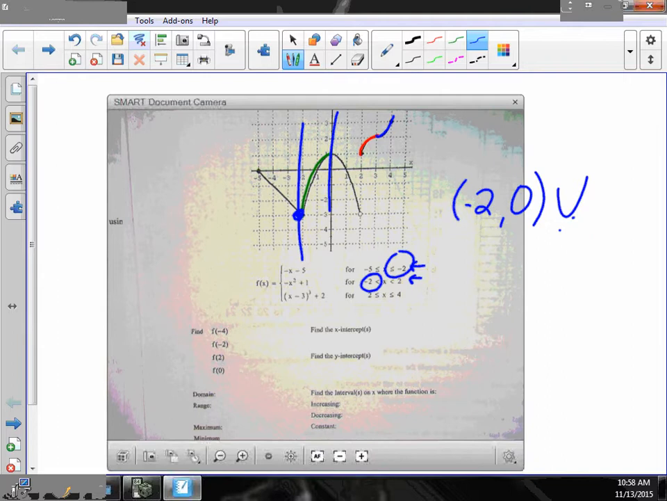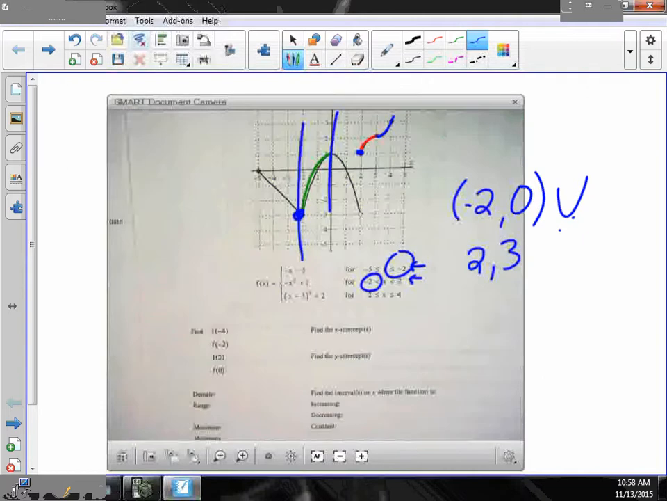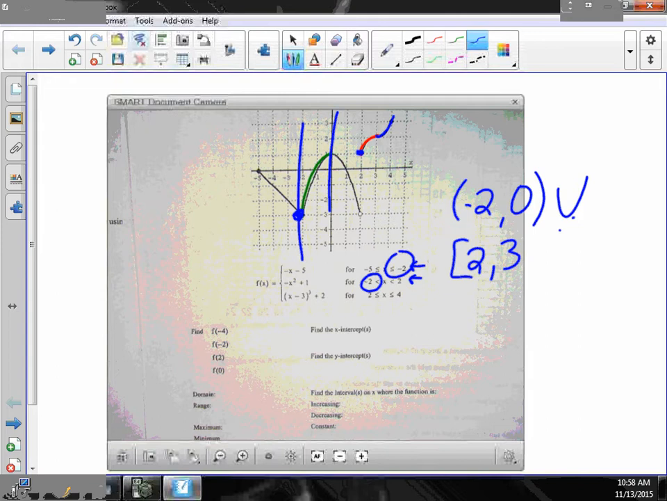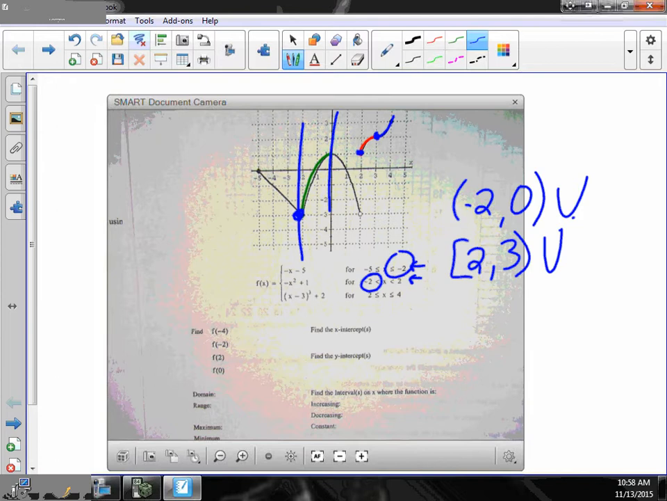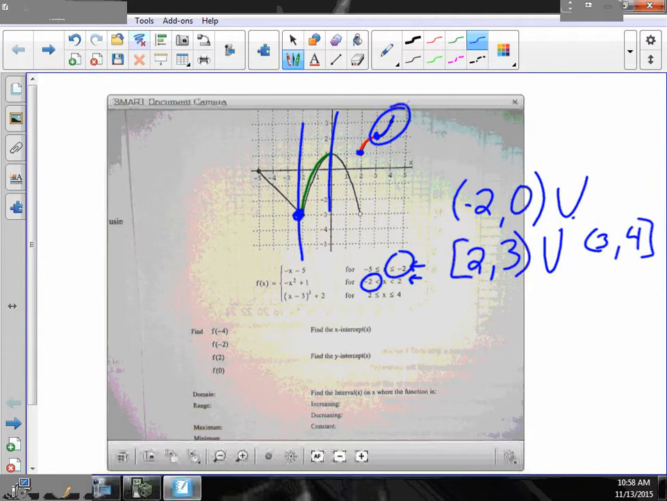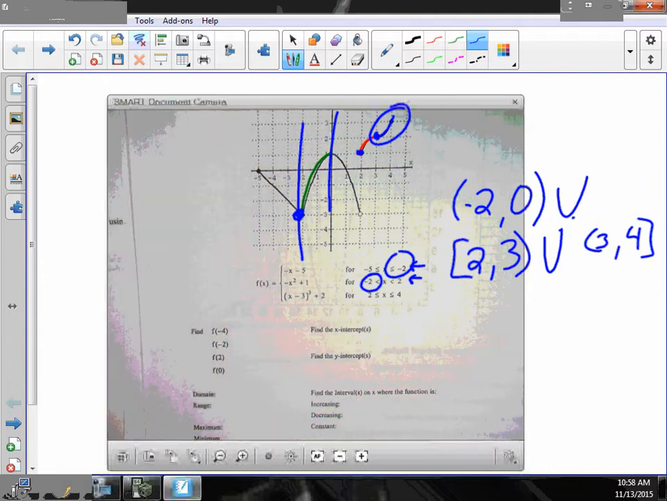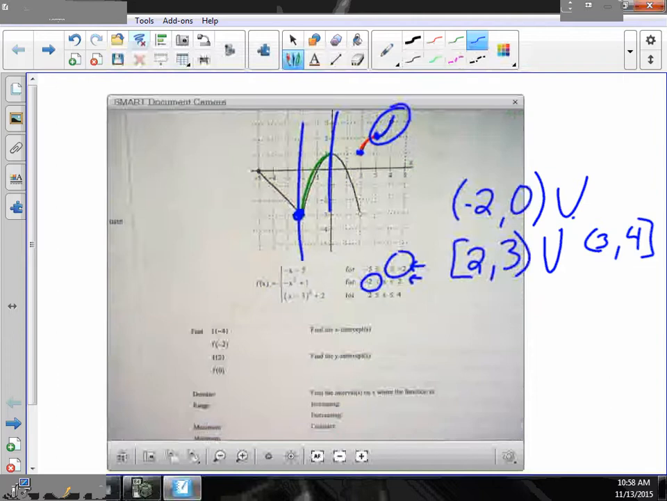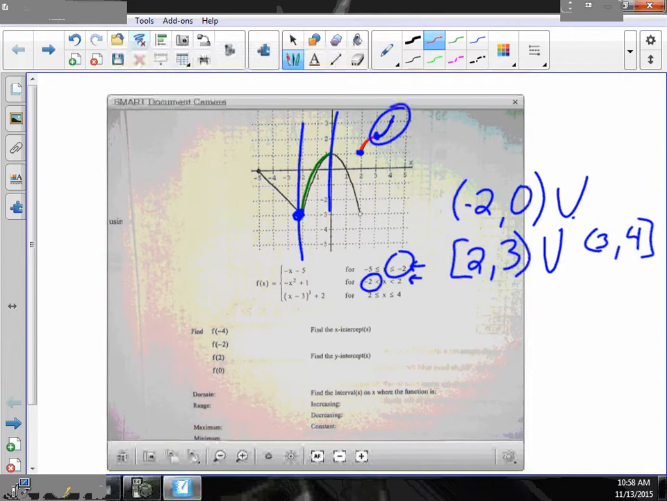From 2 to 3, if you're parked at 2, is the car facing up the hill? Yes, so it gets a bracket. If you're parked at 3, is the car facing up the hill? No. Parenthesis. Union with this last piece. 3 gets a parenthesis, and 4 gets a bracket. Okay? And then we're decreasing from here to here and from here to here.